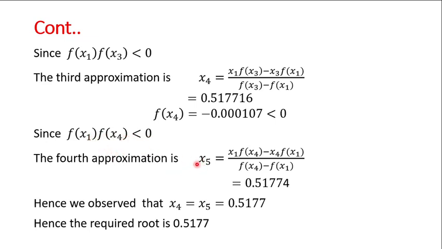Hence, the next approximation x5 is equal to x1 into f of x4 minus x4 into f of x1 whole divided by f of x4 minus f of x1. Simplify, its value is 0.51774. Now, comparing with the previous term x4, up to the fourth decimal we have the same value, that is 0.5177. Hence, the required root is 0.5177. Thank you.